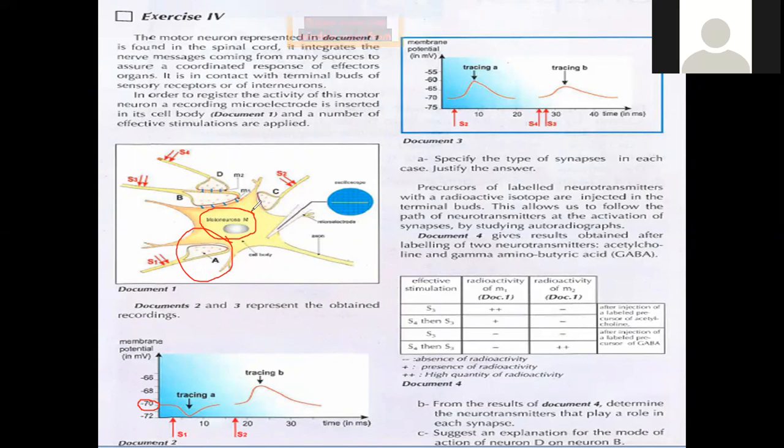Moving now to part two, stimulation two. What happens at the level of stimulation two? What do you think, Rama? After applying stimulation two, first of all, we have to know that stimulation two is between what? It's between C and the motor neuron M. This is stimulation two.